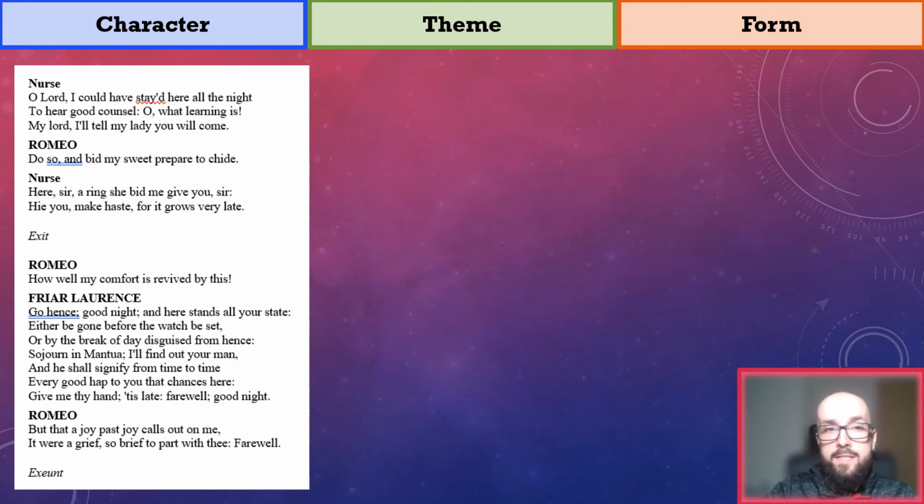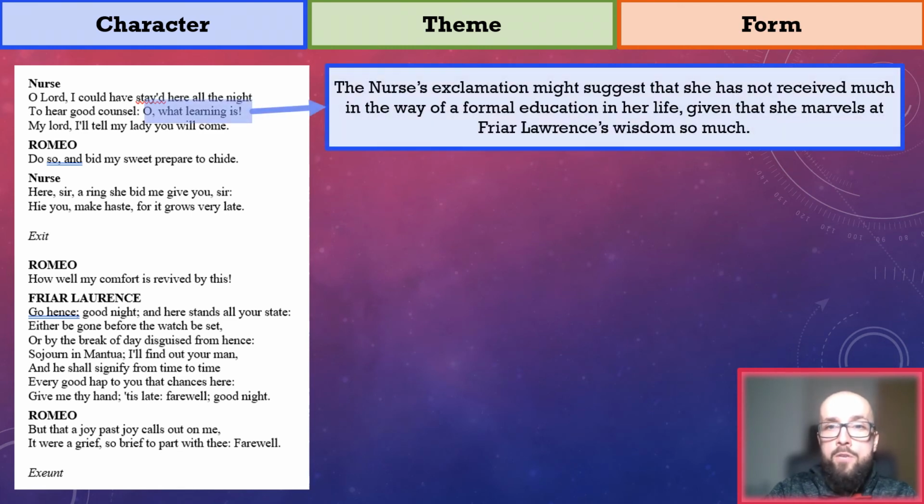Her subsequent exclamation, "Oh, what learning is!" might suggest that she has not received much of a formal education in her life, given that she marvels at Friar Lawrence's wisdom so much, which is likely because of her lower social status in the play. Of course, by marvelling in such a way, the nurse does also help to create the impression that Friar Lawrence is a wise character.